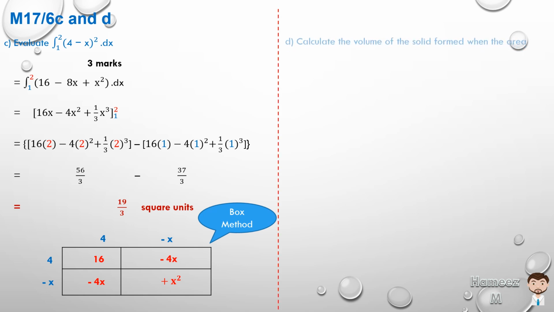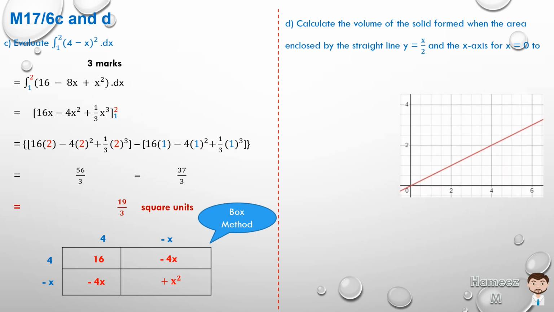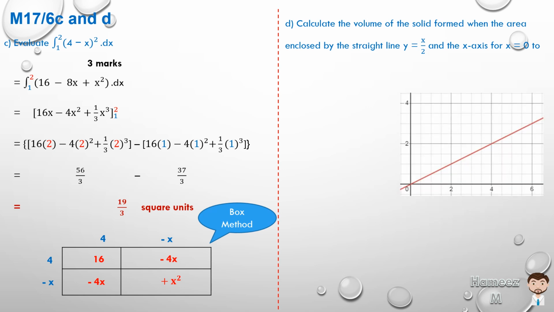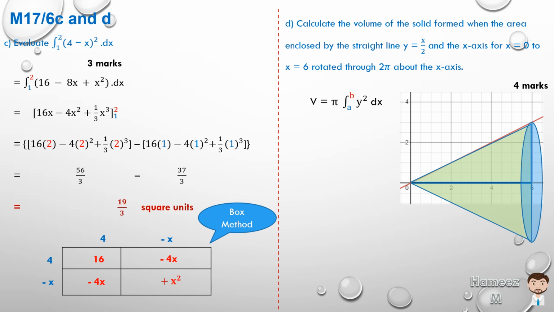Part D. Calculate the volume of the solid formed when the area enclosed by the straight line y is equal to x over 2, and let's bring up that graph, and the x-axis for x equal to 0 and x equal to 6. Bring up that line. Rotate it through 2 pi or 360 degrees about the x-axis. So that will give us a cone.